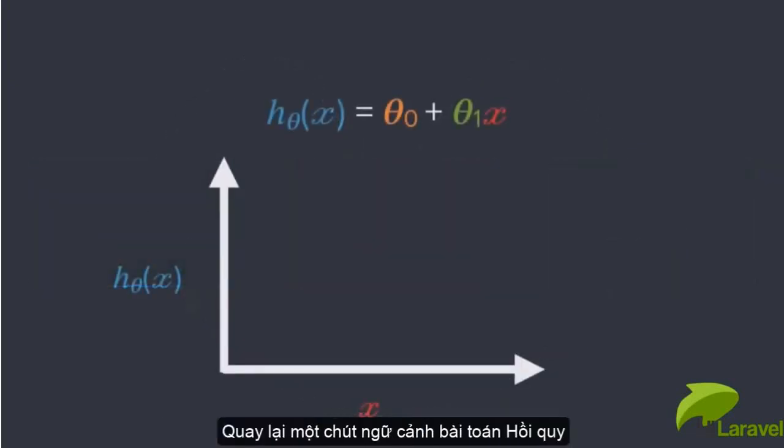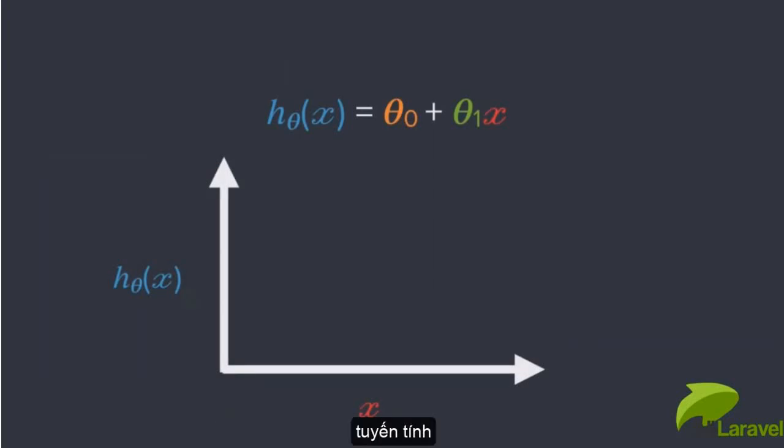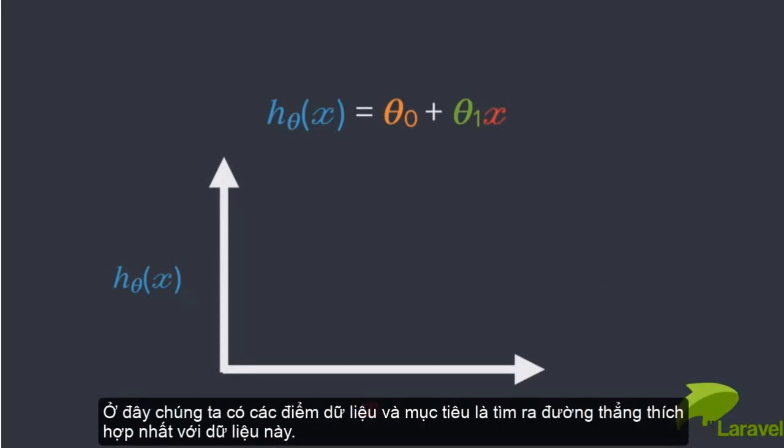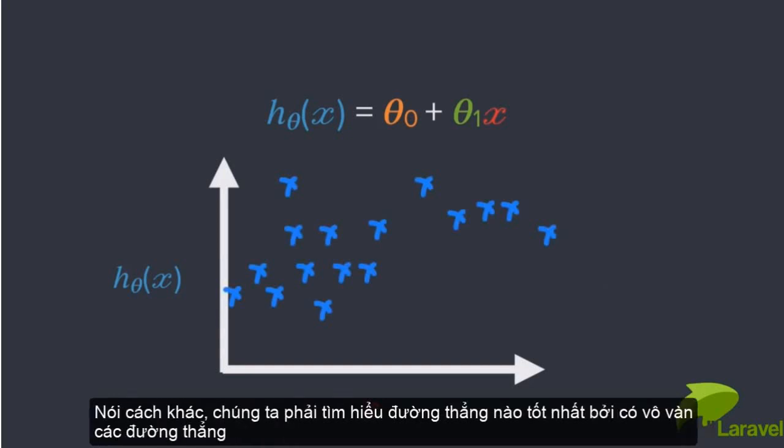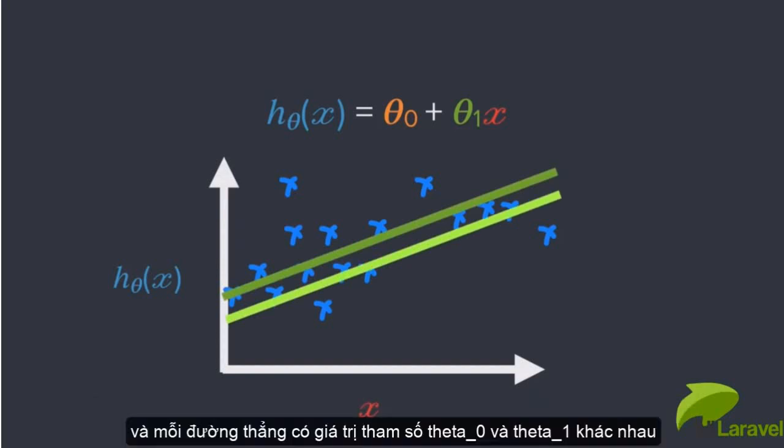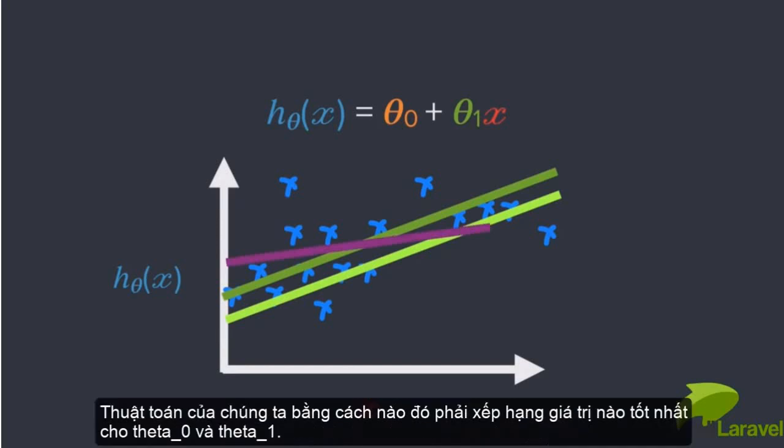So to provide a little bit of context, let's briefly revisit something that we talked about with linear regression, right? So here we had some data points, and our goal was to figure out which line best fits the data. In other words, we had to learn which line was best, because you could draw so many different lines through this data. And each of these lines, right, had a different value for the theta 0 and theta 1 parameters that are associated with it. So our algorithm somehow had to rank what the best values were for theta 0 and theta 1.